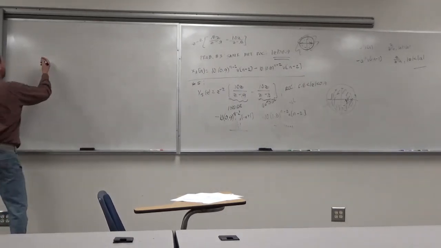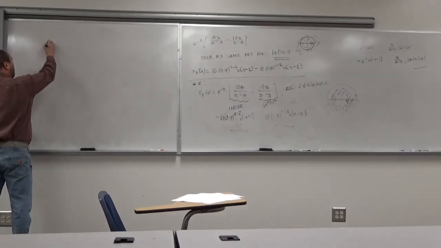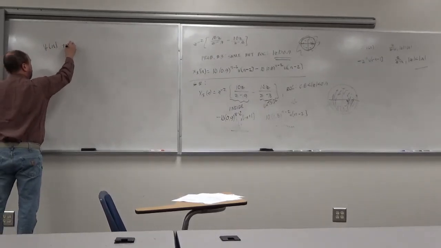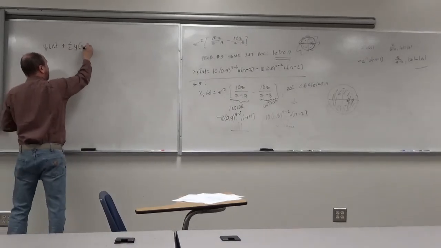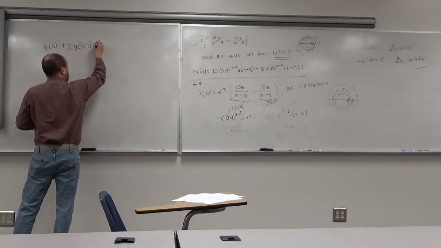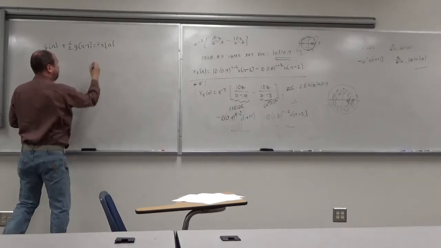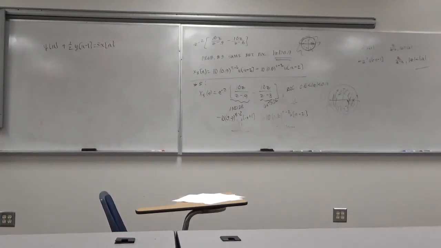Okay? So if I do this, y of n plus 1/2 y of n minus 1 equals 3x of n. Simple little what? First order linear constant coefficient. What kind of difference equation? The main category, what is it? It's either this or that, and which is it? It's recursive, right, it's recursive.